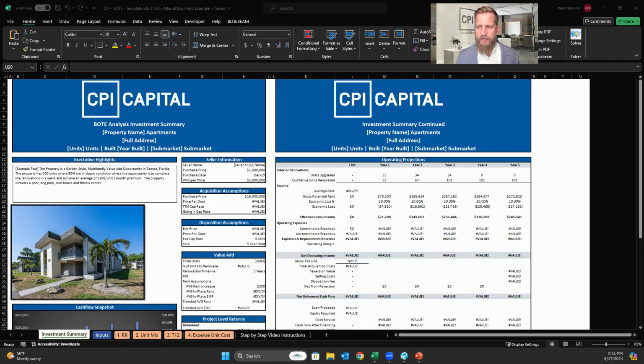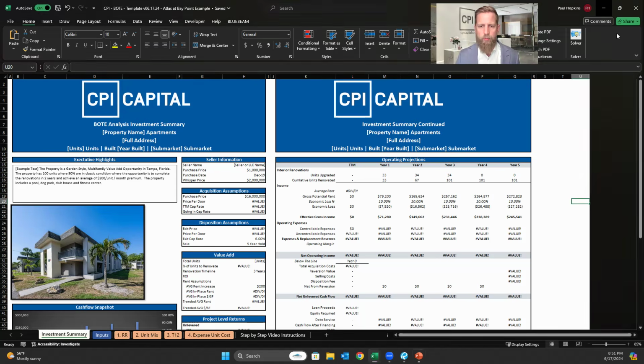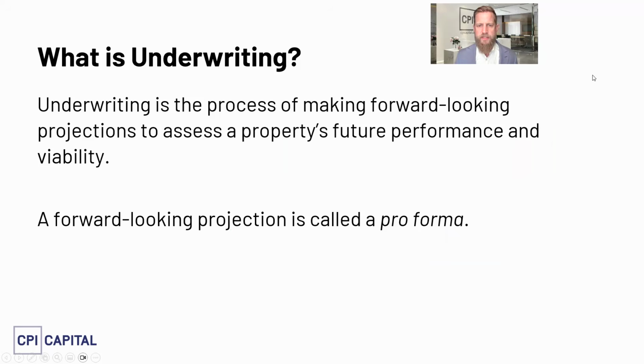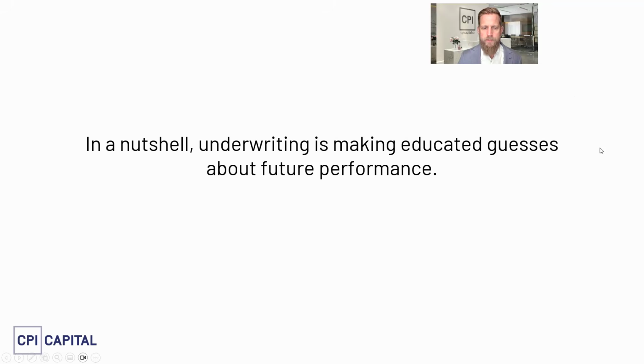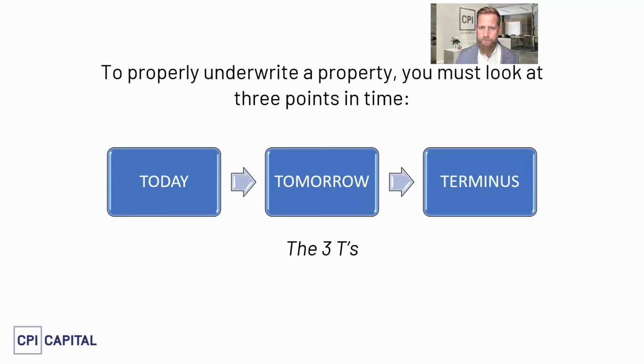Before I get into that, I want to share a couple slides from a presentation that I recently gave at the Multifamily conference in Toronto. So what is underwriting? Underwriting is the process of making forward-looking projections to assess a property's future performance and viability. A forward-looking projection is also known as a pro forma. In a nutshell, underwriting is making educated guesses about future performance.